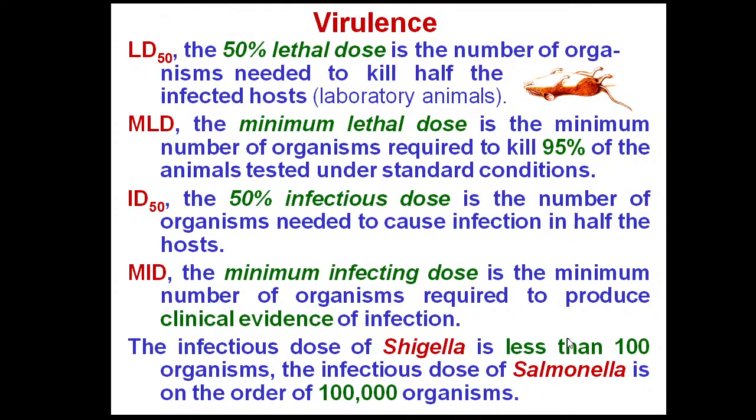So, how to compare? For example, the infectious dose of Shigella is less than 100 organisms. It is highly virulent. An infectious dose of Salmonella is somewhere 100,000 organisms. Why is it so? Because it is less infectious. So much more bacteria are needed to cause salmonellosis than shigellosis.